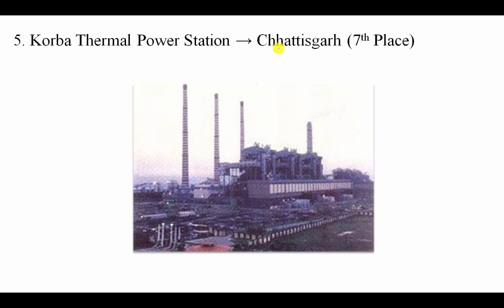Now the Korba Thermal Power Station. This is another important one. Korba is in Chhattisgarh, and it is the seventh largest thermal power plant in India. So these are the 5 important thermal power stations which you need to learn. You don't need to get into depth. You only need to learn the state where these thermal power stations are located.